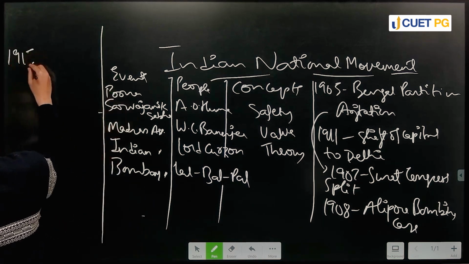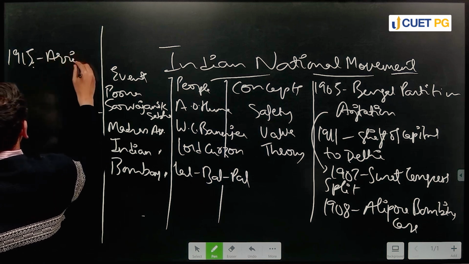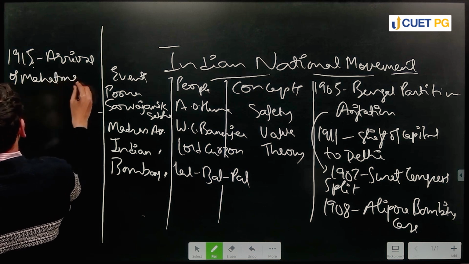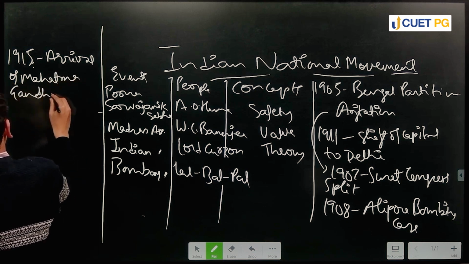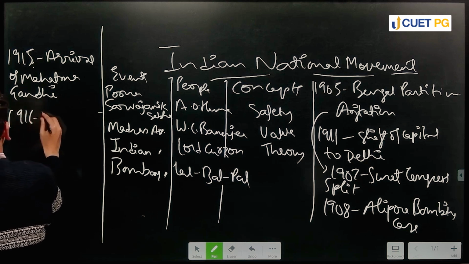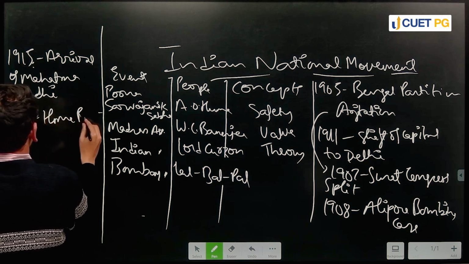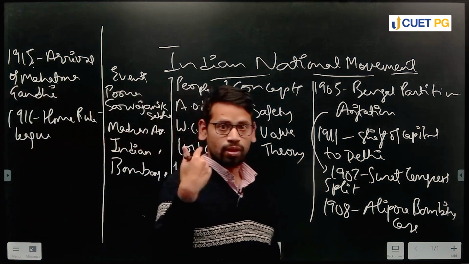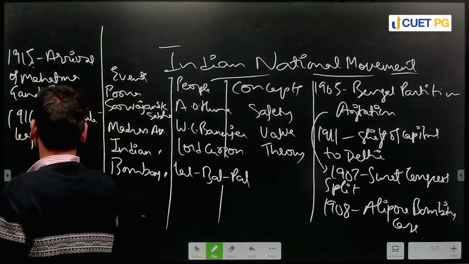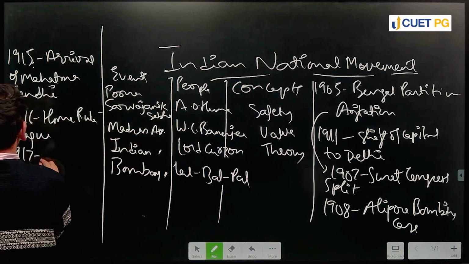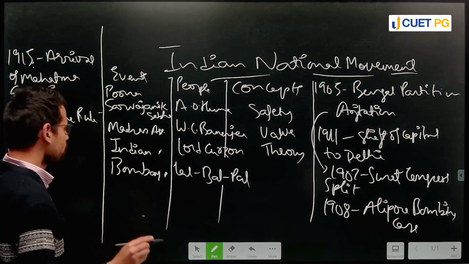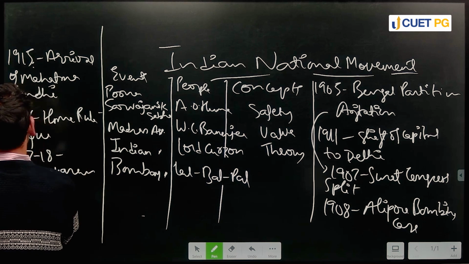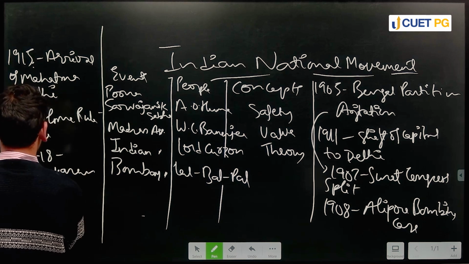1915, the arrival of Mahatma Gandhi. 1916, the Home Rule League, that was formed by two different people at two different contexts, Bal Gangadhar Tilak and Annie Besant. 1917-18, three major Gandhian movements that happened in Champaran, Kheda, and Ahmedabad.